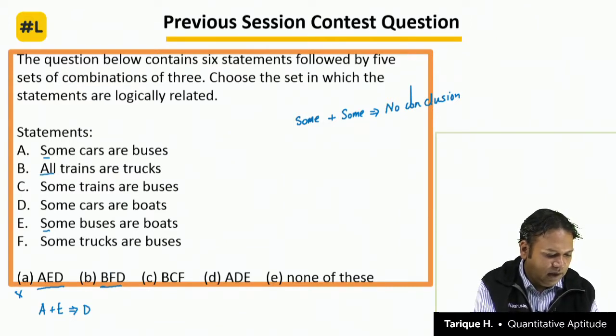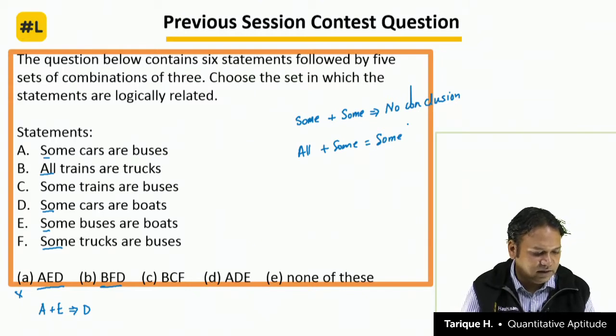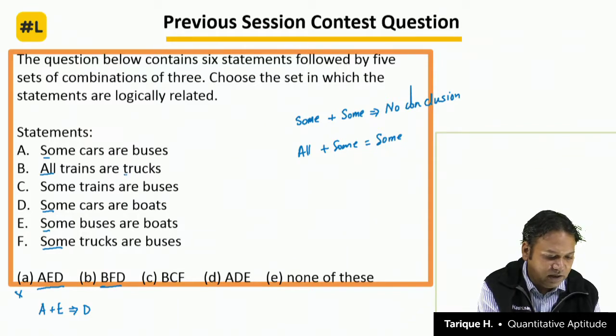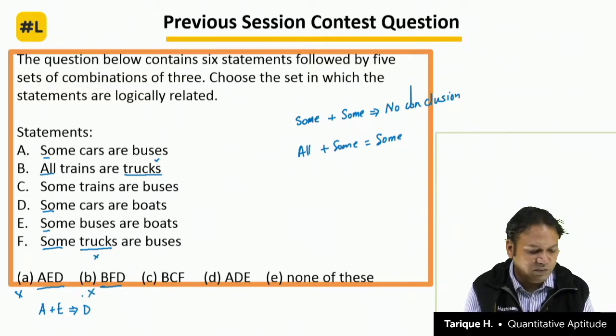B is all and F is some and D is some. So this could be possible because all plus some is equal to some, if there is a conclusion. All trains are trucks. Some trucks are buses. Will there be a conclusion or not? You see here, what is the common element between B and F? Trucks. Trucks is not distributed here. So when the middle term is not distributed, there cannot be any conclusion. So B is also wrong.